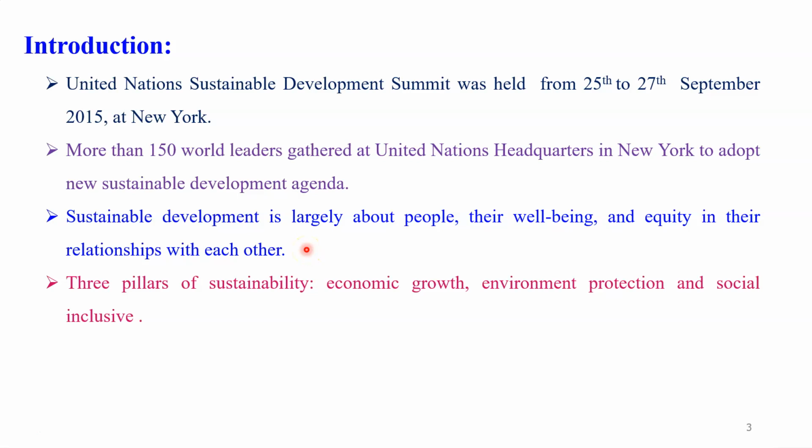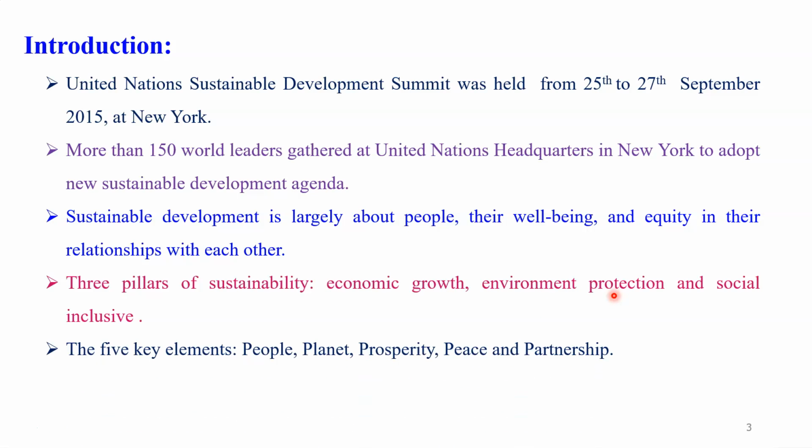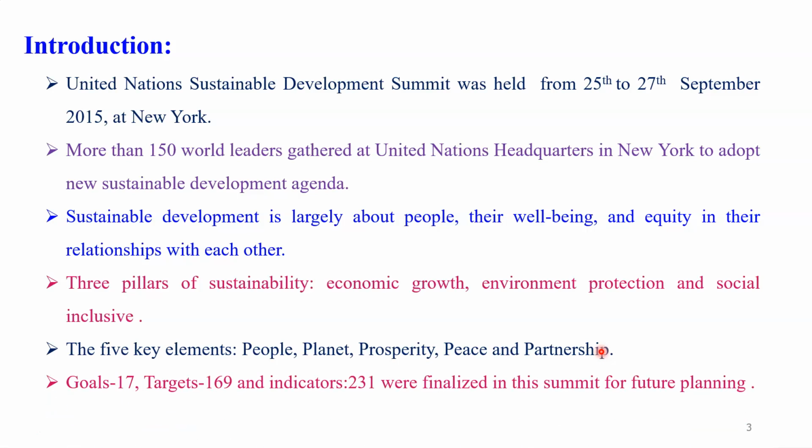And in this conference, the discussion mainly happened on three major things, also known as the three pillars of sustainability. Sustainability includes economic growth, environmental protection, and social inclusion. Dear student, in this conference, five key elements were also discussed, that are the people, the planet, the prosperity, peace, and partnership. On the basis of these elements, they framed the goals for the future.